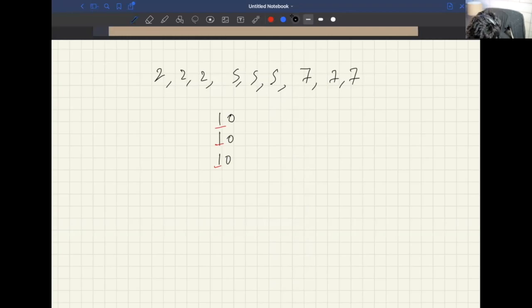Cool. 5. What is 5 in binary? 1, 0, 1. So 1, 0, 1, 1, 0, 1, 1, 0, 1. Is this not occurring thrice? 1, 2, 3, 1, 2, 3. Similarly, 7 is what? 7 is 1, 1, 1, 1, 1, 1, 1, 1, 1. Is this not occurring thrice? Thrice plus thrice plus thrice.